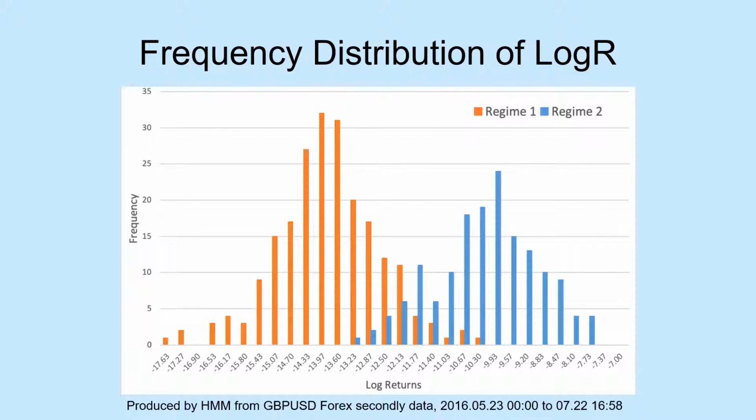This diagram shows the emission probabilities learned by the hidden Markov model from the GBP/USD forex market based on second-by-second data. It shows that the regime is not simply classified by the R value.